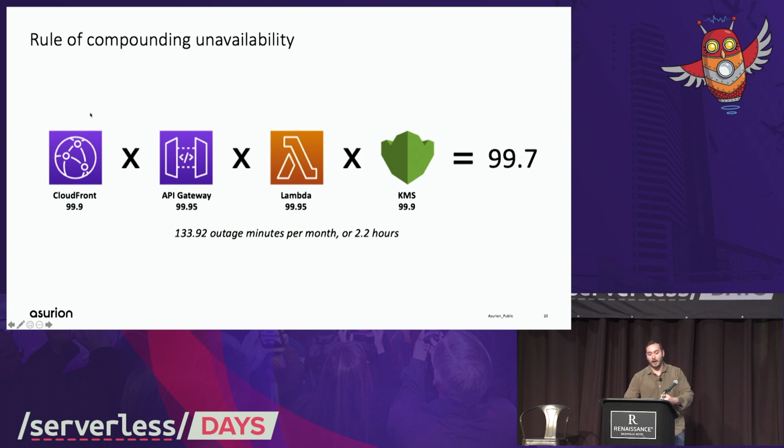But so if we take CloudFront, API Gateway, Lambda, and KMS, and this would be an example of a very simple service, okay? If you're using KMS, you're probably also using something like SSM for parameter storage. You might also be using DynamoDB or something else. But let's just take these 4, and let's compound the availabilities, because all of these are required to make an individual service work. And we get a combined availability of 99.7, which comes out to a little bit over 2 hours of outage a month, which I'm pretty sure would violate everyone's SLA in this room, okay?